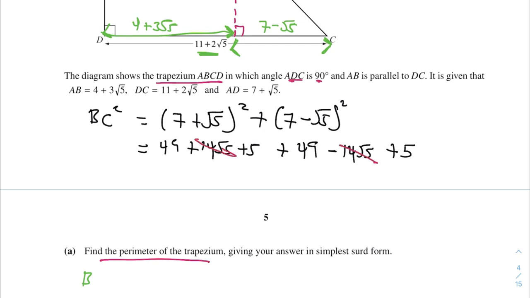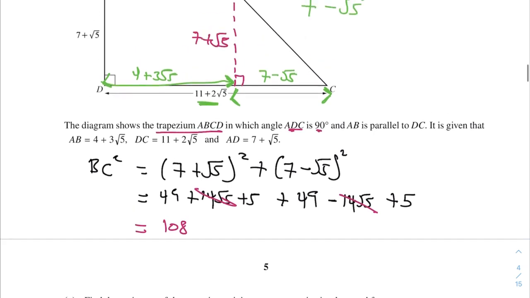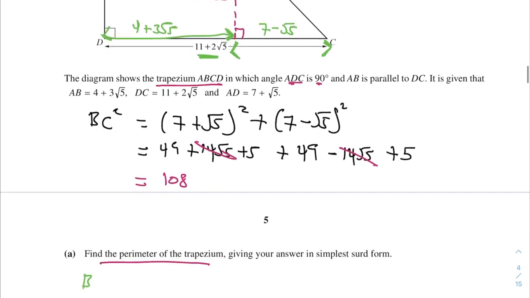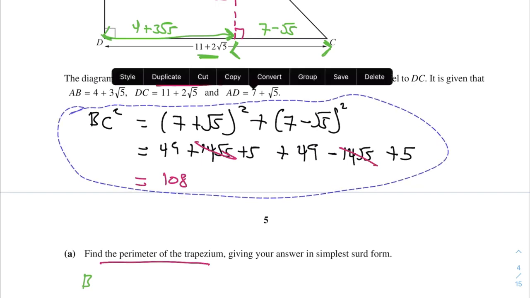Then you have 49, so we have this 49 plus 49. Then you have plus 5 plus 5, so that's plus 10. So we are looking at 108. We don't have any surd there, so we are basically done. So this guy is 108. Now let's copy this friend of ours and put it down there.